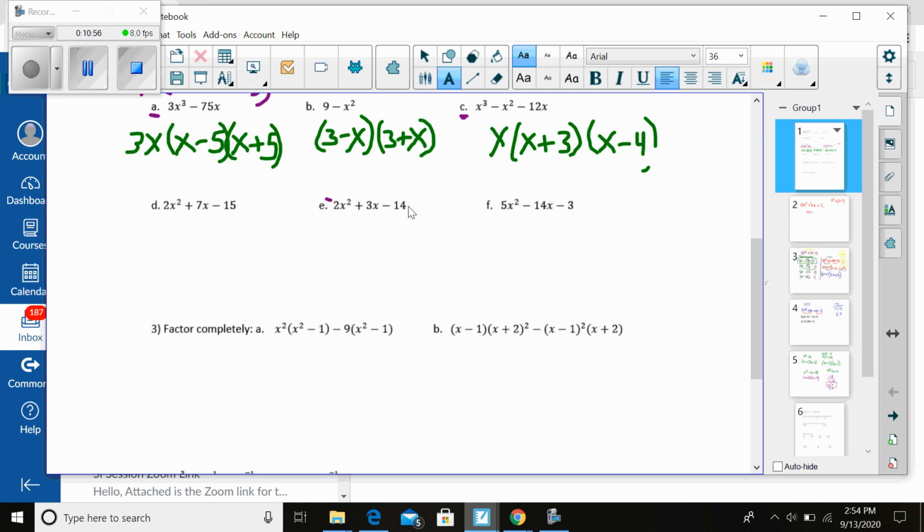Again, if you want to guess and check, it wouldn't be too bad because the factors here are 2 and 1, and the factors here are 7 and 2. It wouldn't take too much trial and error to see how to get a 3 for your middle term. Otherwise, pause the video and factor this.